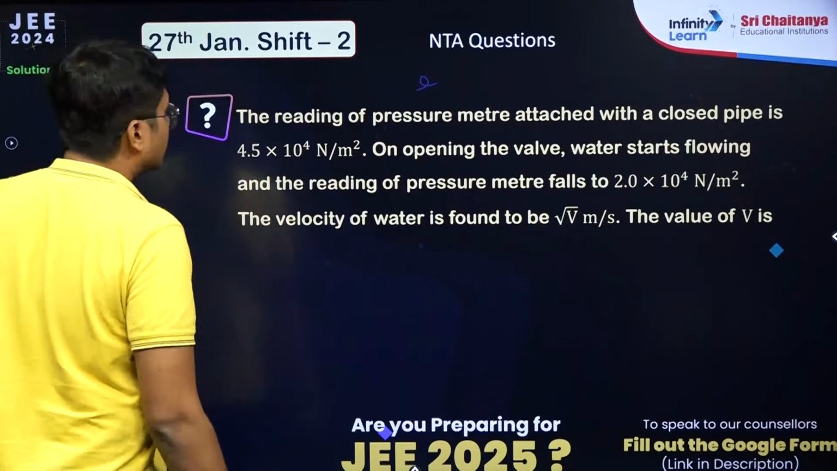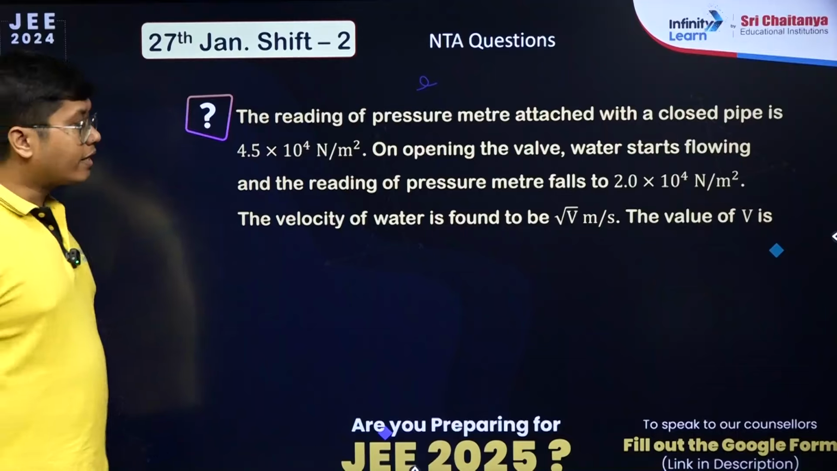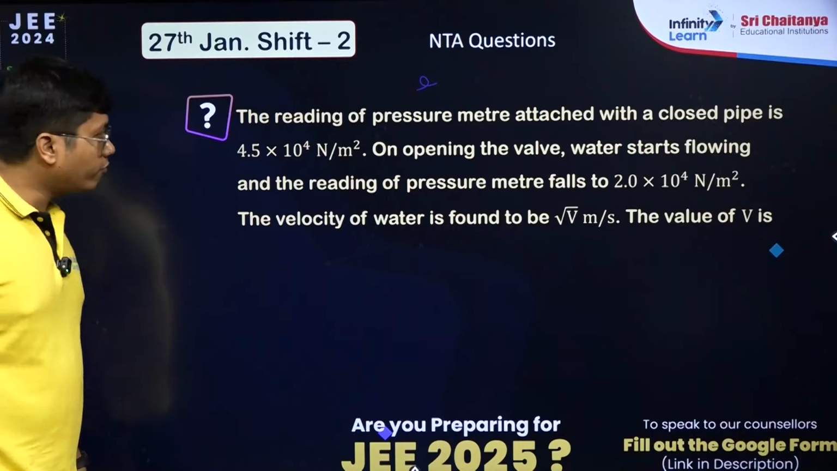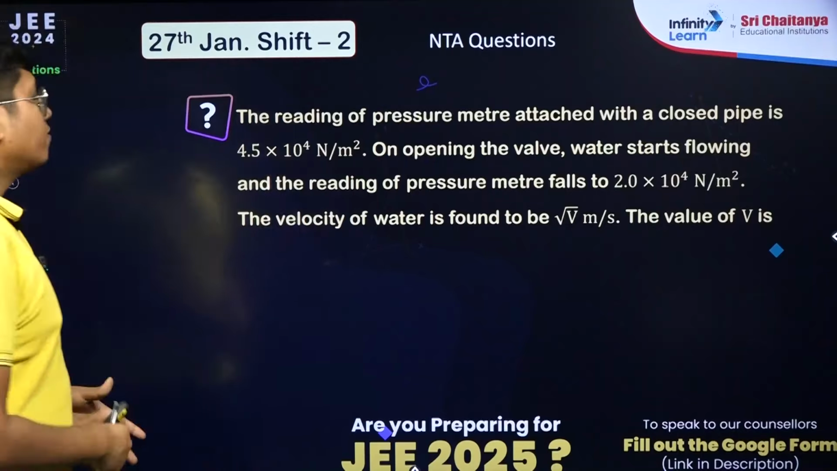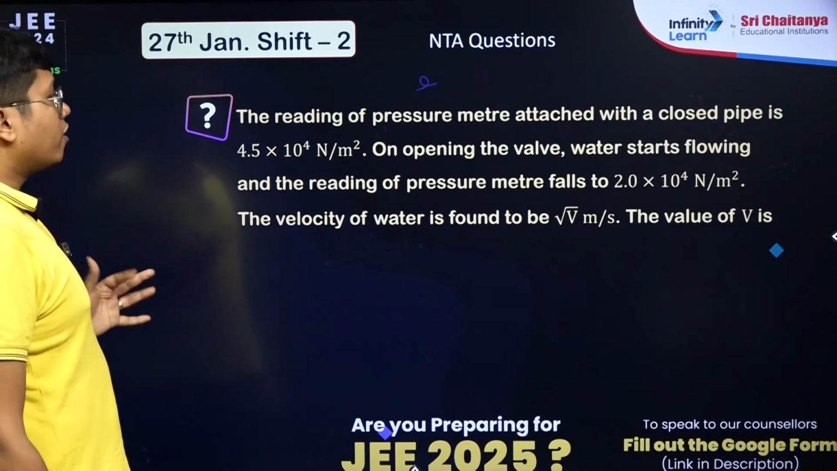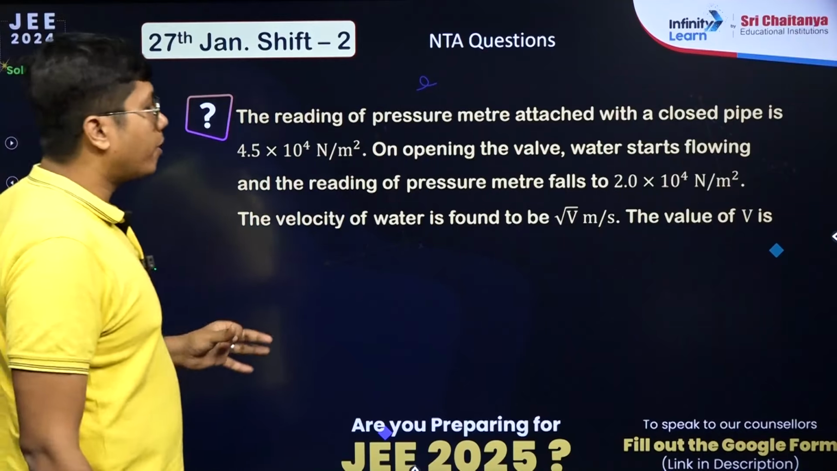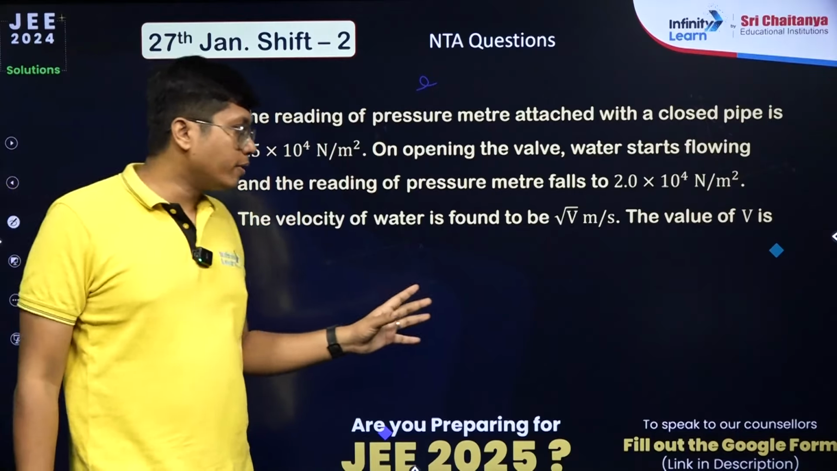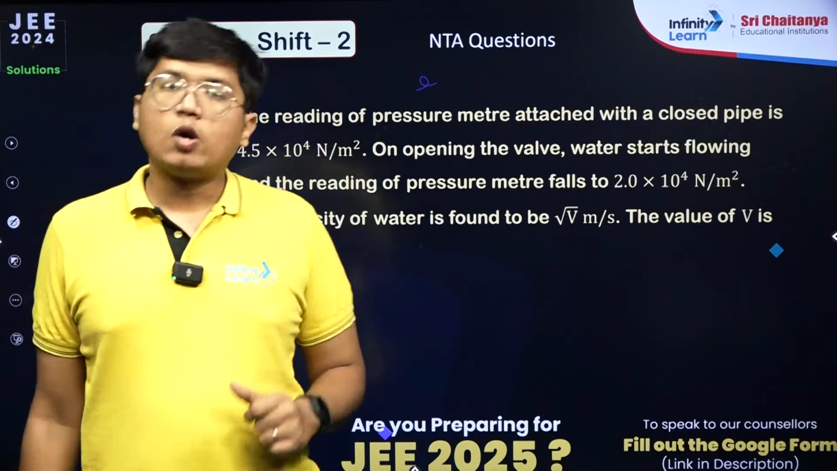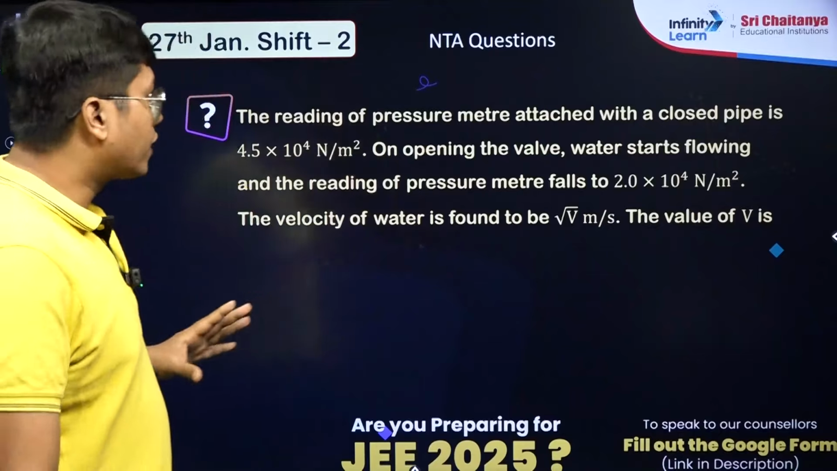Next question says, the reading of the pressure meter attached with a closed pipe is 4.5 into 10 to the power 4 Newton per meter square. On opening the valve, water starts flowing and the reading of the pressure falls to 2 into 10 to the power 4 Newton per meter square. The velocity of the water is found to be root v meters per second. What is the value of v?